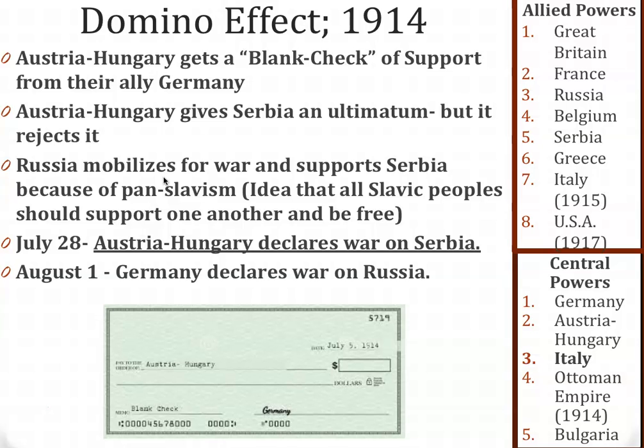Germany then realizes, because of the Triple Entente, that France will be supporting Russia in this war. And so Germany declares war on France, France declares war on Germany. It's a domino effect. So quite simply, by setting off one domino, they're all starting to fall down.